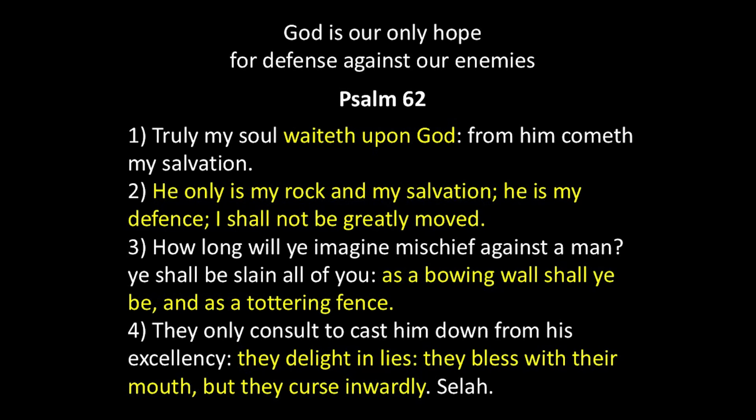Those Amalekites, they're not going to get away with this. It says, they only consult to cast him down from his excellency. They delight in lies. They bless with their mouth, but they curse inwardly. Selah. That ends that first part of the psalm.